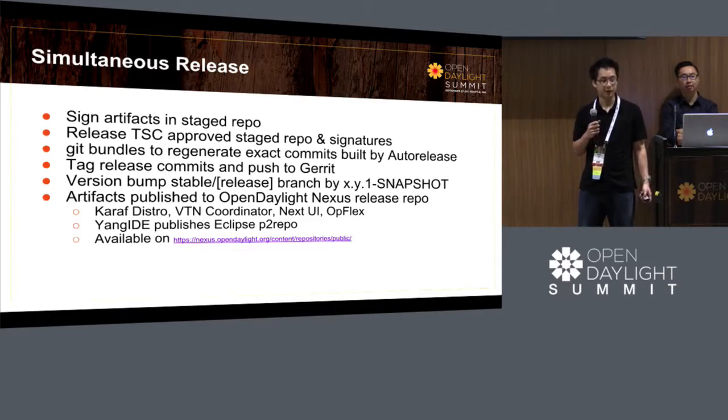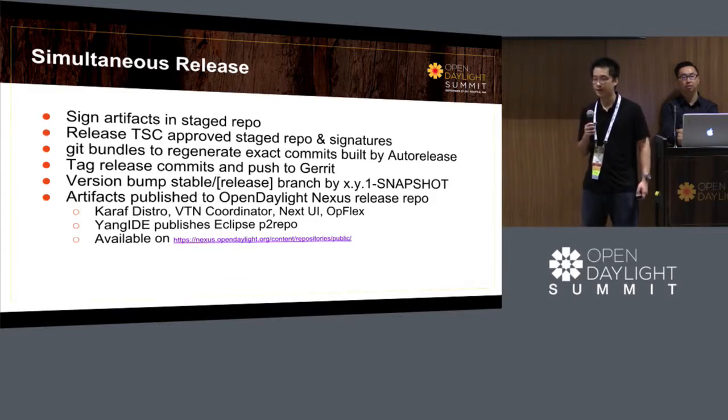And finally, we also version bump by 0.1 on the stable release branch, which sets us up for the next service release a couple weeks down the road. And I also want to highlight that there's a couple artifacts that we especially highlight on the downloads page.